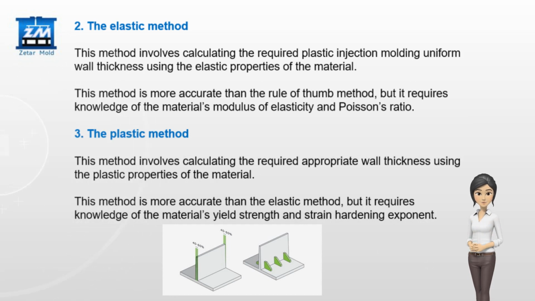The plastic method. This method involves calculating the required appropriate wall thickness using the plastic properties of the material. This method is more accurate than the elastic method, but it requires knowledge of the material's yield strength and strain hardening exponent.